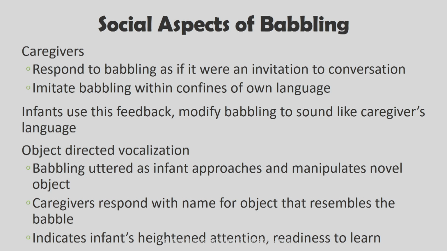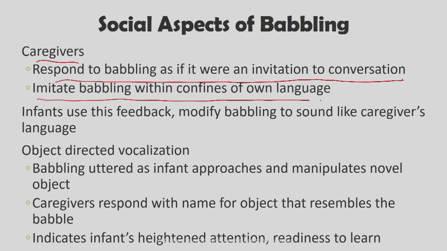Now, let's look at the social aspects of babbling. First, the parents interpret the infant babbling as an attempt at speech. So, caregivers respond to babbling as if it was an invitation to conversation. They imitate the babbling within the confines of their own language. So, they produce the sound which is similar to the babbling sound, and the infant listens to that and is able to respond.